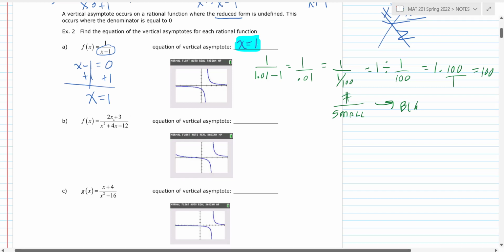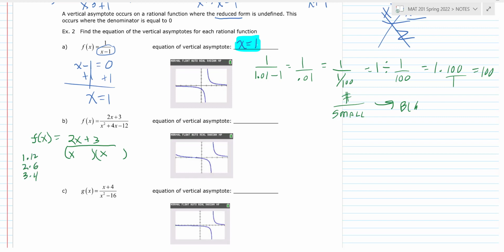All right, the next one, well, it looks like the denominator factors. So what I'm going to do on this one is we need to figure out what makes the denominator 0 just by factoring. So I'm going to draw out two parentheses. My first term is x, so I got x and x. I got numbers that multiply to give 12. You don't have to go through all this. It depends on how much skill you have developed at this point in time with your factoring.